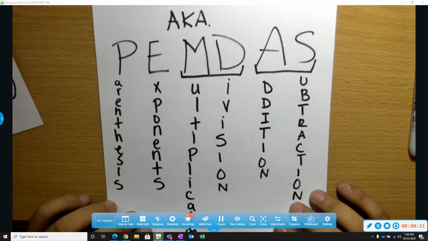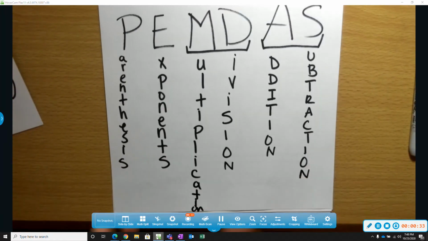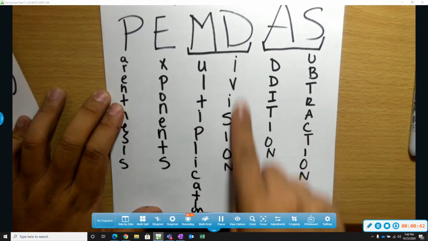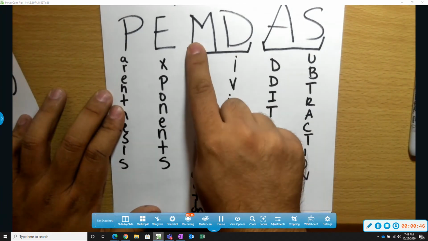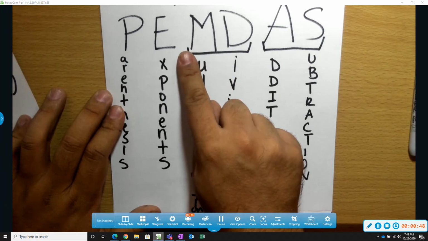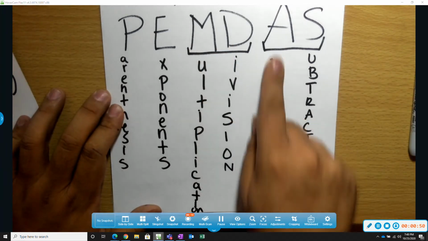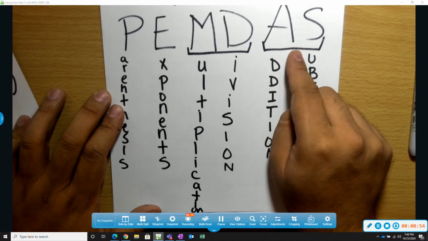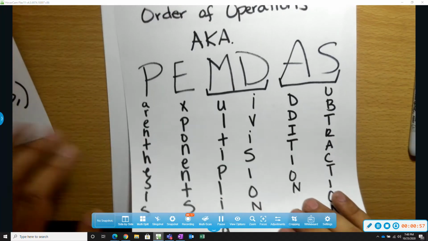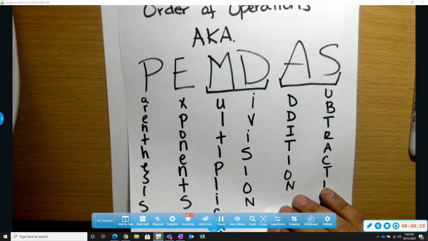If you did remember order of operations, or PEMDAS, remember the P stands for parentheses, meaning we do whatever's inside the parentheses first. The E stands for exponents, the M multiplication, the D division, but they're kind of clumped together because we do multiplication or division, whichever comes first. Then we have addition and subtraction, and just like multiplication and division, we do whichever one comes first. Okay. So what we're going to do is practice some of these examples.